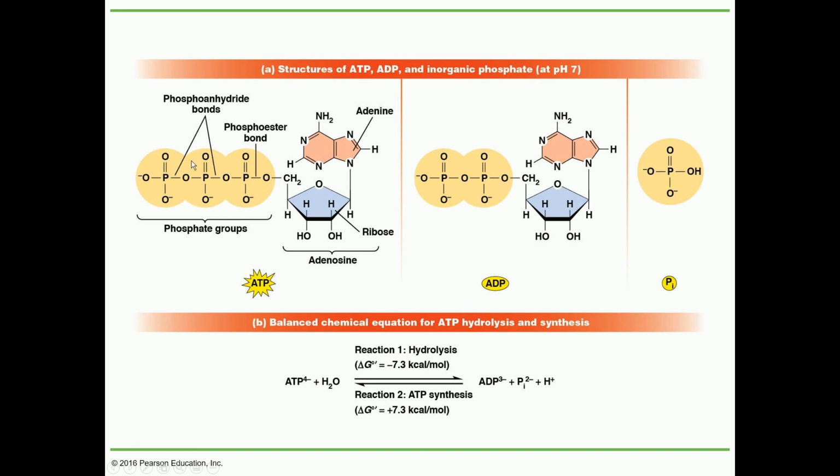The phosphate attached to carbon number 5 on the ribose sugar is attached by a phosphoester bond. The bonds between the phosphate groups keep them together and hold a lot of energy, and these are phosphoanhydride bonds. So the bond between carbon number 5 of the ribose and the phosphate group is the phosphoester bond, and the other bonds are called phosphoanhydride bonds.